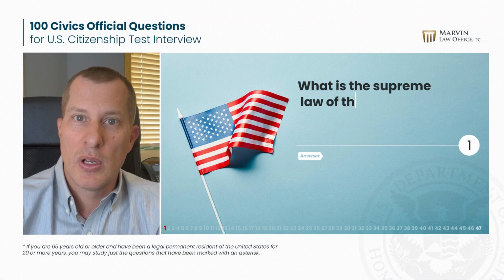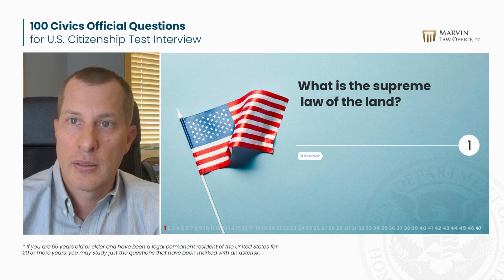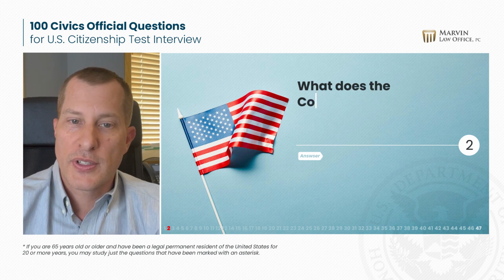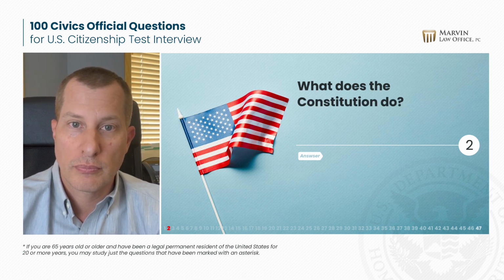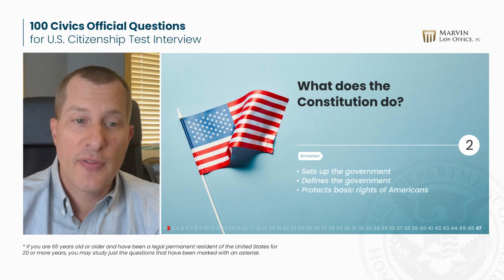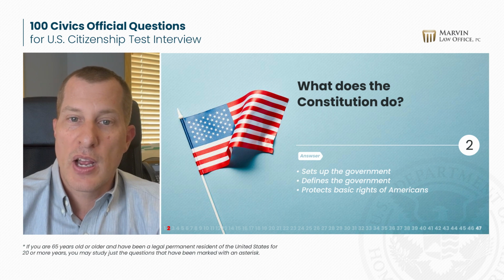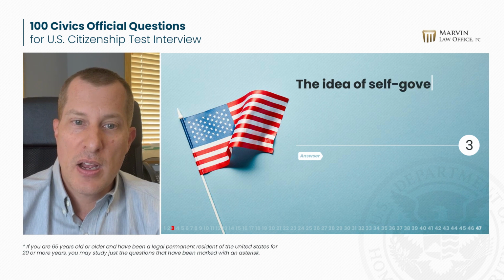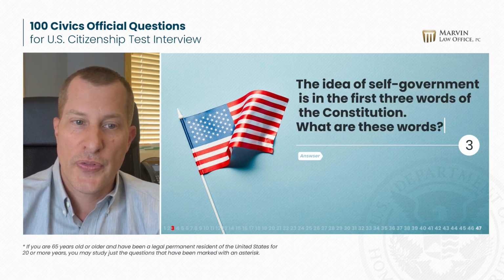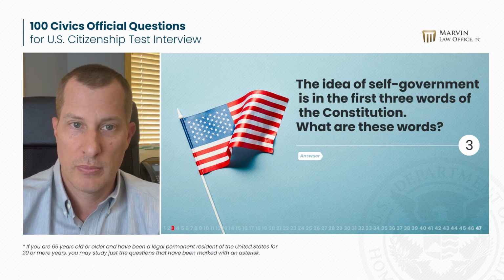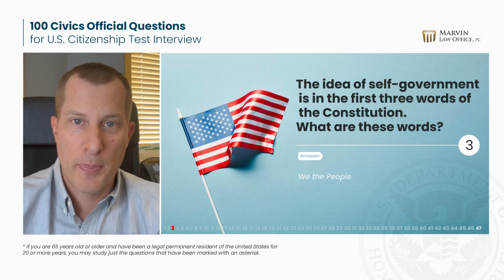What is the supreme law of the land? The Constitution. What does the Constitution do? It sets up the government, it defines the government, it protects the basic rights of Americans. The idea of self-government is in the first 3 words of the Constitution. What are these 3 words? We the people.